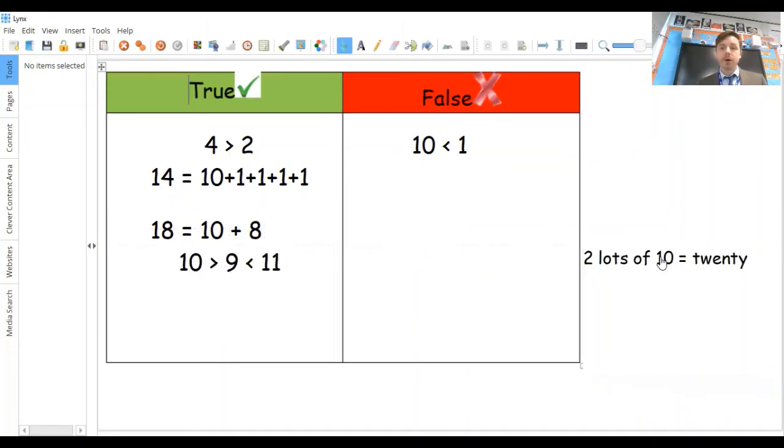And the last one, 2 lots of 10 is the same as 20. So 10 and 10, or 10 add 10, 2 lots of 10. And if you know your 10s, you can count in 10s, 10, 20, so that is correct as well. So not many false ones there, but in the pack I've put a few tricky ones for you to have a look at.